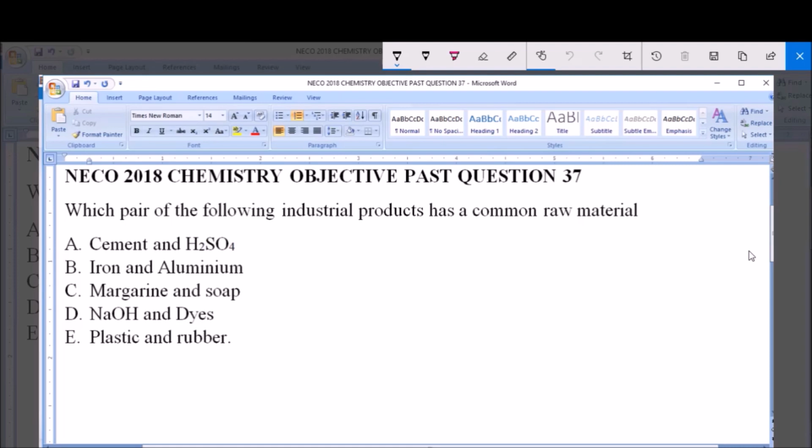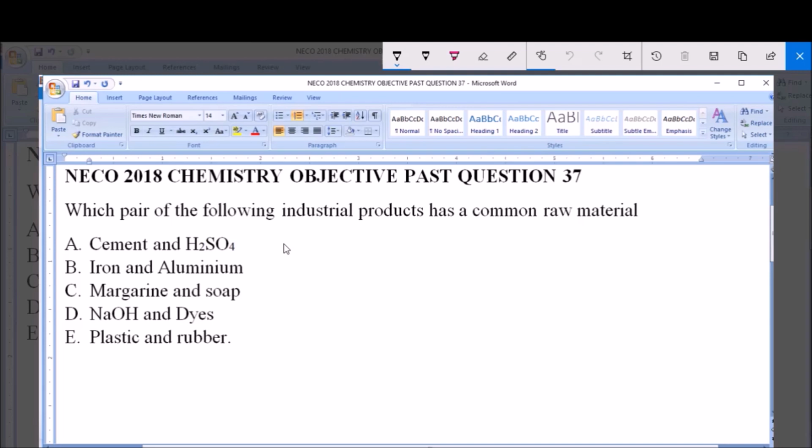Which pair of the following industrial products has a common raw material? A. Cement and H2SO4, that is tetraoxosulfate 6 acid. B. Iron and aluminium. C. Margarine and soap. D. Sodium hydroxide and dyes. E. Plastic and rubber. Now let's look at the raw materials used in manufacturing each of the industrial products and see which one has a common raw material.